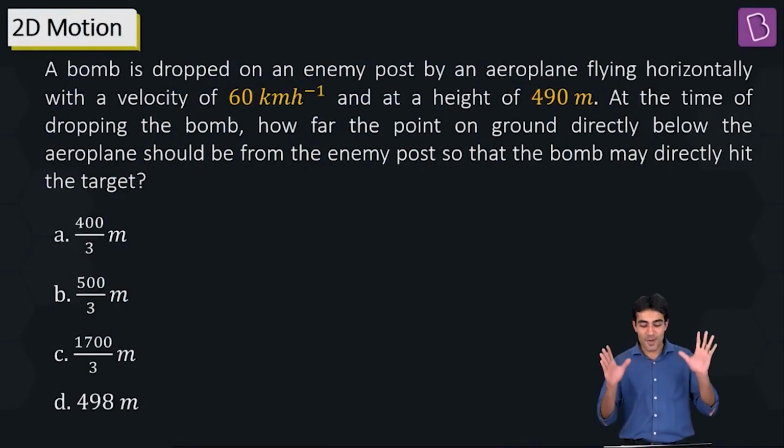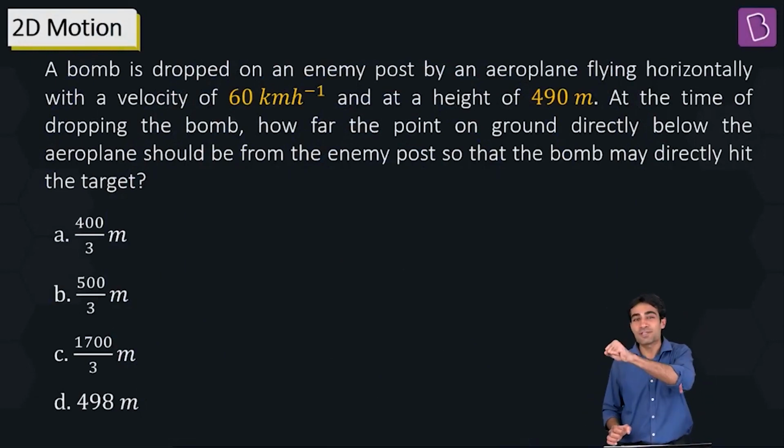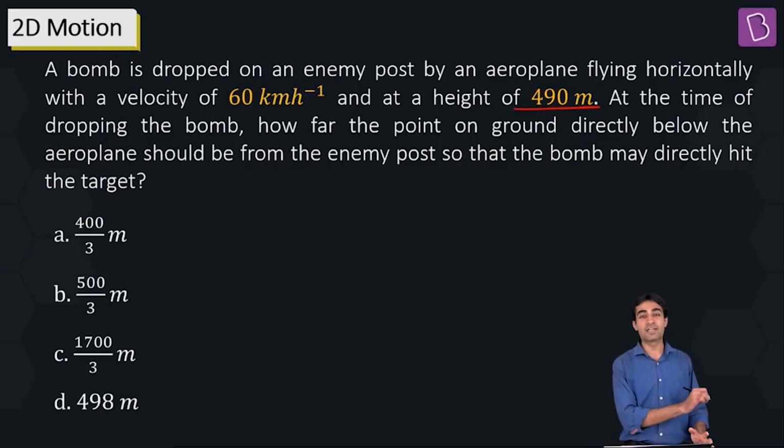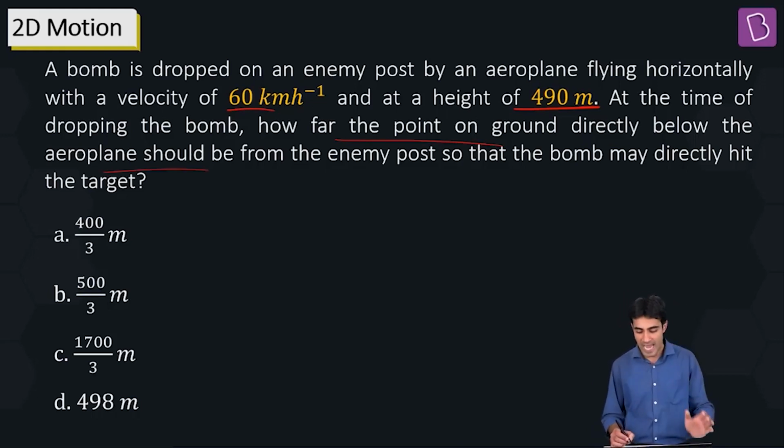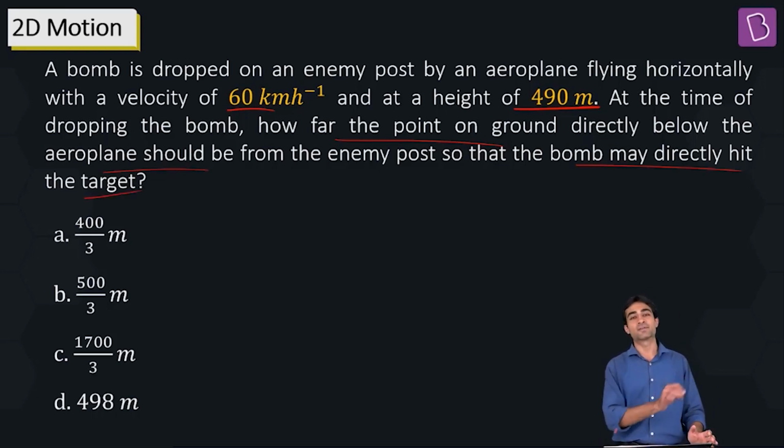A bomb is dropped on the enemy post by an aeroplane flying horizontally with the velocity of 60 kilometers per hour at a height of 490 meters. It was flying really high, 490 meters. And it is flying with 60 kilometers per hour. Even my bicycle goes faster than this. At the time of dropping of the bomb, how far should the point on the ground directly below the aeroplane be from the enemy post so that the bomb may hit the target?